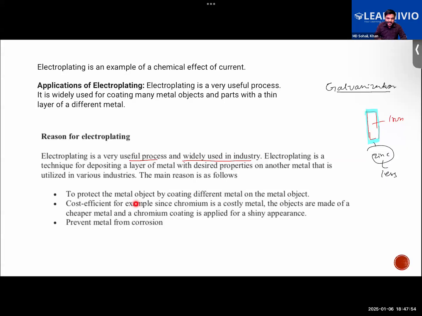Further, as we have learned, one reason is to prevent the metal from corrosion. So that is the reason for doing electroplating.